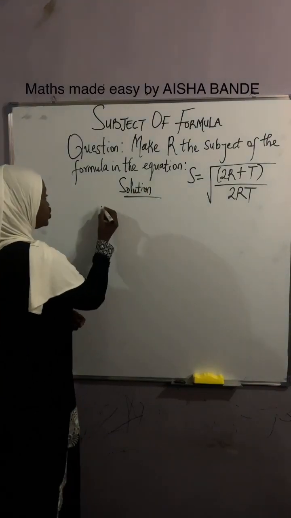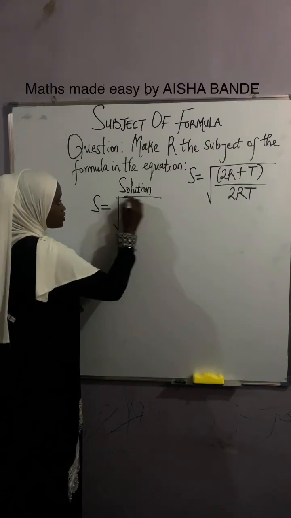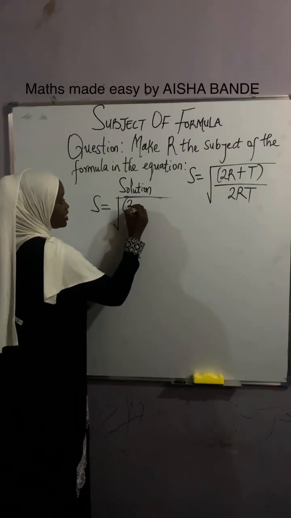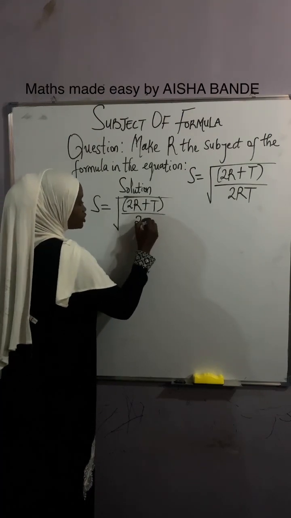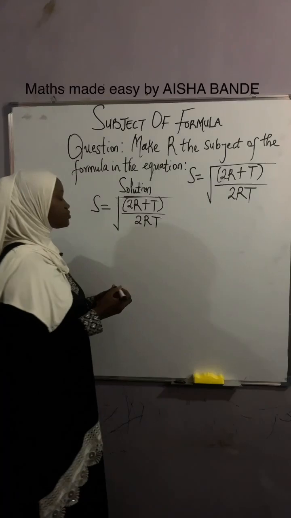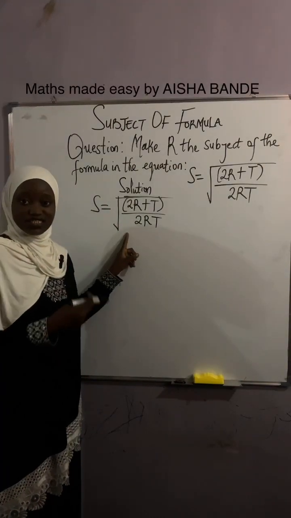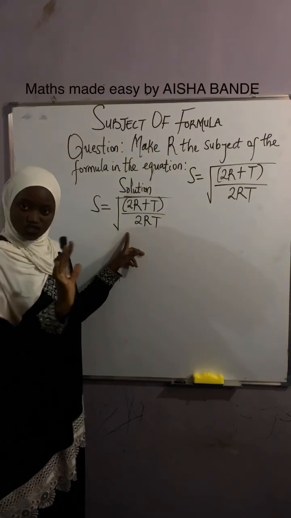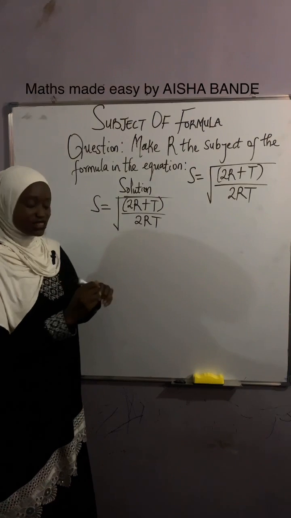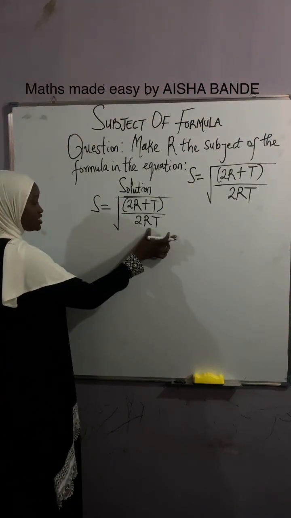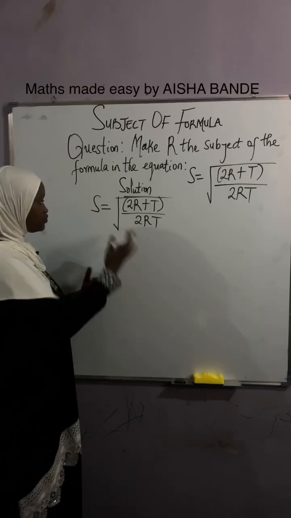is to write the equation, which is S is equal to the square root, open bracket, 2r plus t, close bracket, all over 2rt. Since we have a square root here, to eliminate the square root, that is to remove the square root, what we do is to take the square of both sides. So taking the square of both sides means we are going to square the left hand side and as well square the right hand side.